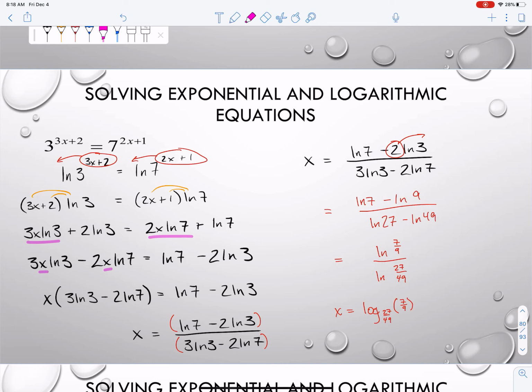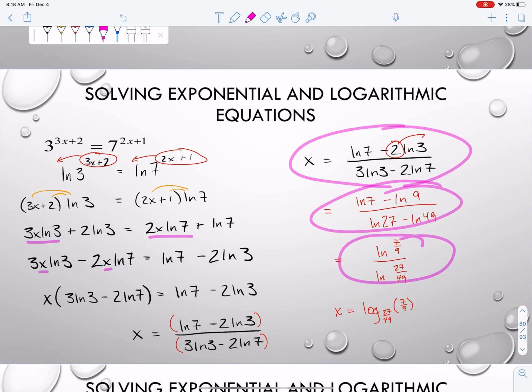Any of these, unless I did some silly math, if you type them into the calculator, are going to give you the same decimal approximation. Again, when you get to a final answer, stop.